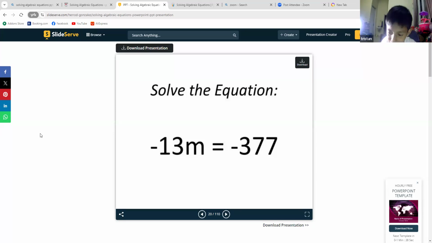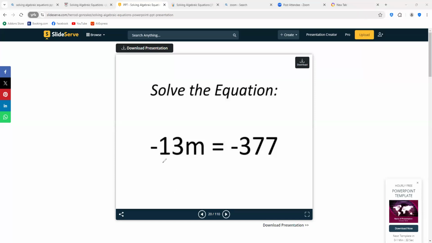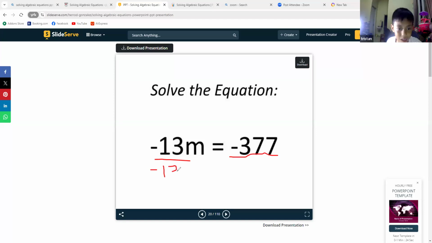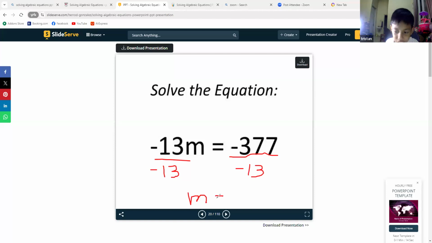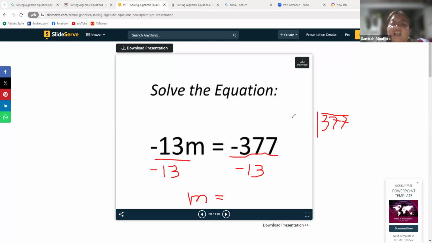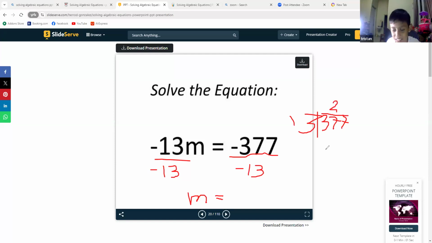Okay, look at this. 1, 2, 3, 4, 5, 6, 7, 8, 9, 10. Counting without dividing, negative 10, 9, 8, 7, 6, 5, 4, 3, 2, 1. Negative 13. We need to find m, so to divide it is literally 13 times what equals 377. Mark, stop spamming 1 in the chat box.